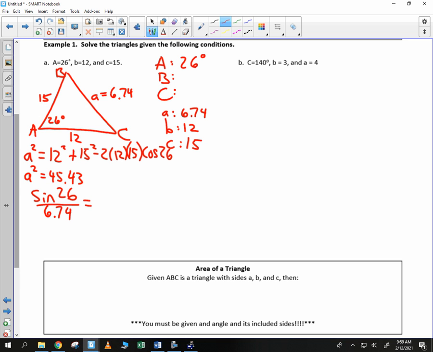This is an important part, folks. At this point, choose to work with the smaller angle. Which is the smaller angle? Is the smaller angle going to be angle B or angle C? Look at their sides. Angle B is going to be smaller because it's got a smaller side. See that? Find the smaller angle first. Sine of angle B over 12.